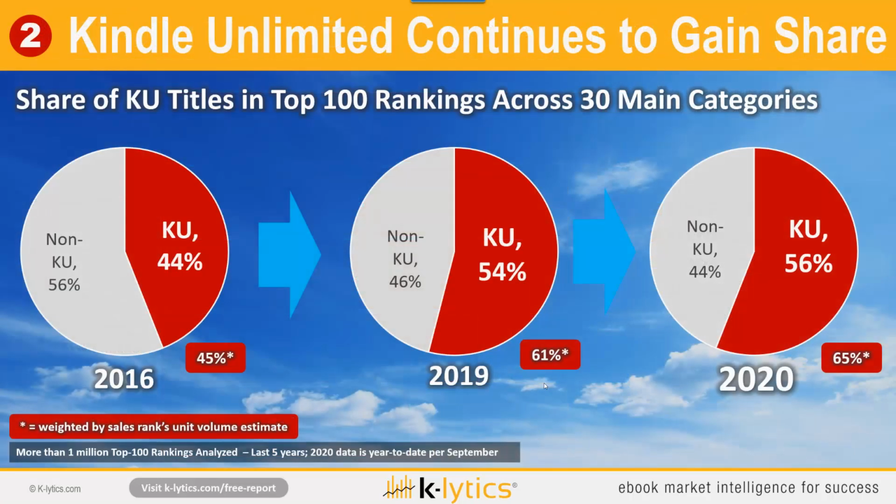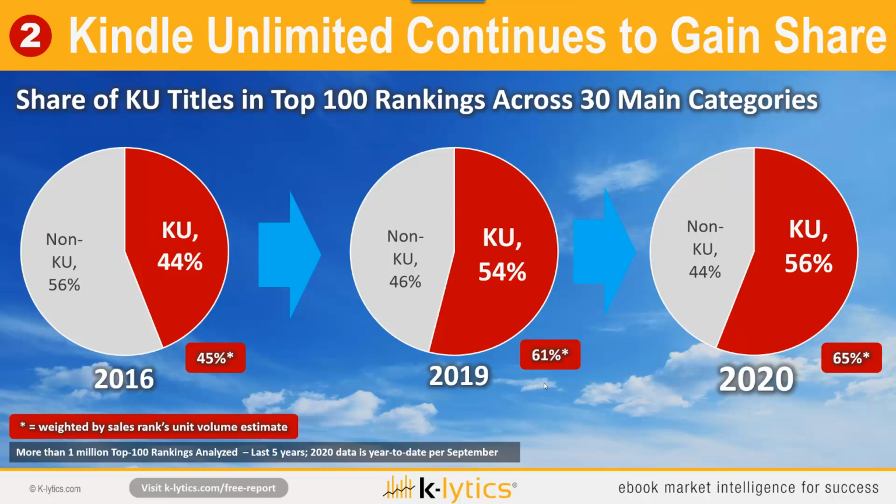Market force number 2, the Kindle Unlimited factor, which continues to gain share. So Kindle Unlimited, all the books that are basically paid by the number of pages read under the Kindle Unlimited subscription scheme or Amazon Prime. The share of Kindle Unlimited titles in the top 100 rankings across 30 main categories on Amazon was 44% back in 2016. In the year 2020, it has grown to 56%.